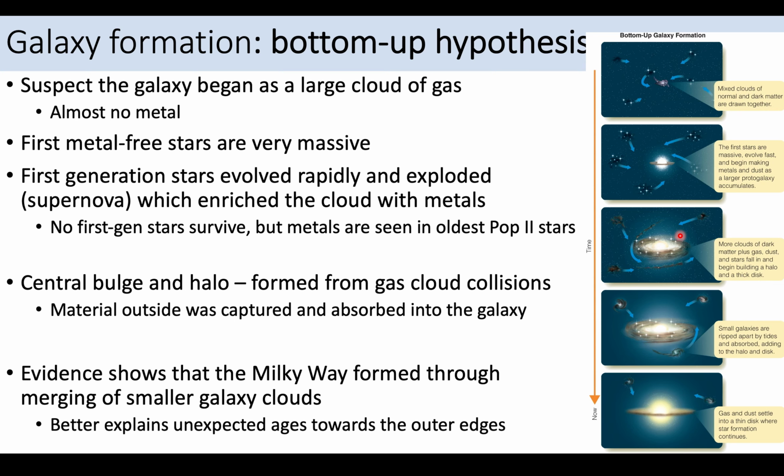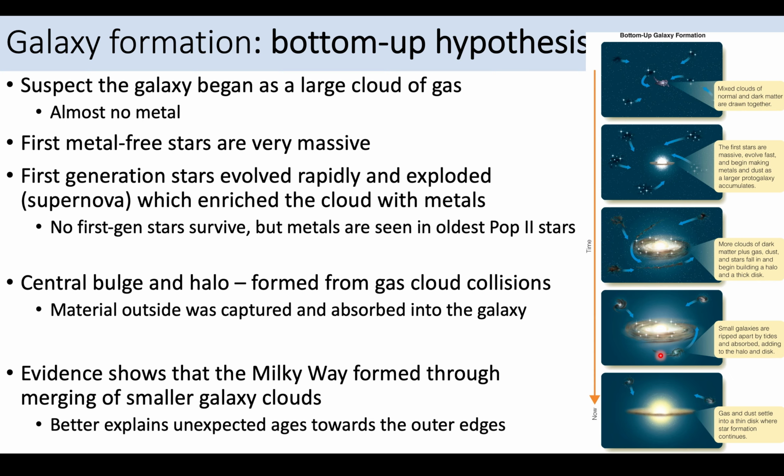So material that was on the outside of our galaxy ends up being drawn in by gravity and absorbed into our galaxy. So the bulge and the halo are created from outside material that gets absorbed and mixed into our galaxy. This is maybe a little more plausible, especially since recent evidence shows that the Milky Way did form through the merging of smaller galaxy clouds.